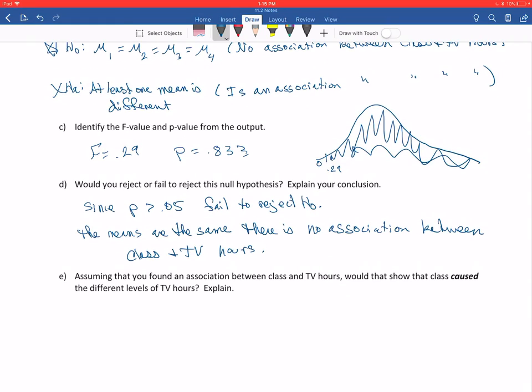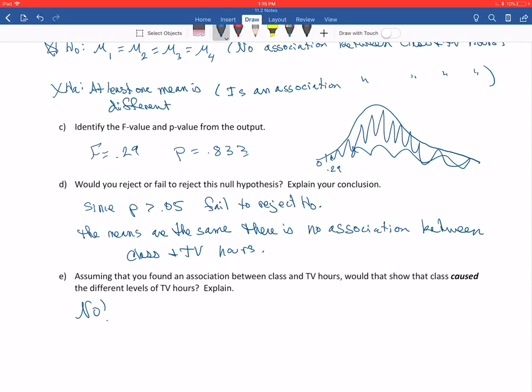So part E is kind of a what-if question. It says, what if you did find that there was an association between these things? Would that be enough to show that your class causes a different level of TV hours? And explain. So again, be very careful. We're very touchy with that word cause. It's very rare that we can actually use the word cause. In this case, we absolutely cannot say that.